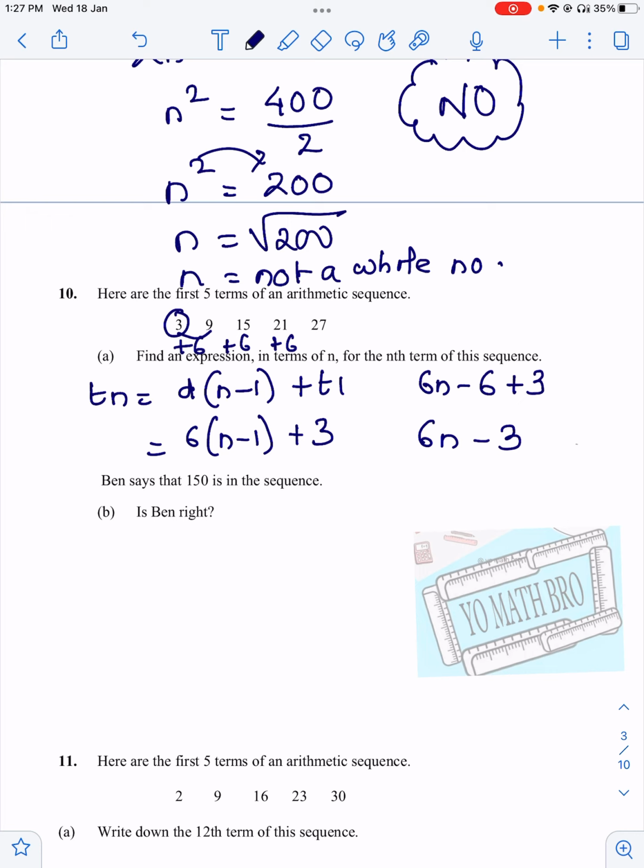Ben is saying is 150 in the sequence. Let us check. 6n minus 3 is equal to 150.